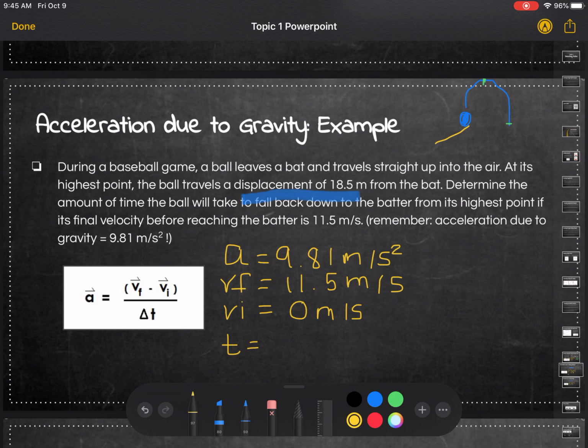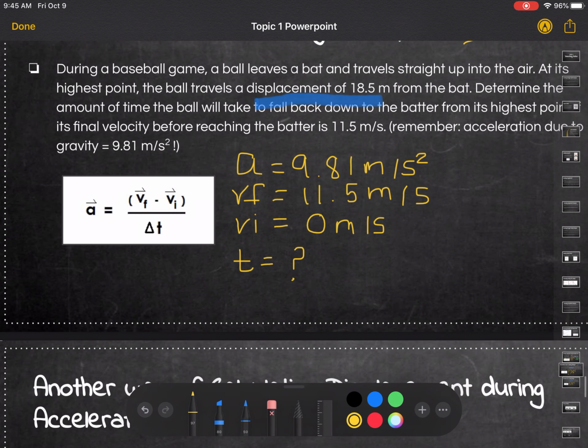Time is what we're dealing with. This is the one we're trying to look for, so that's what we need to calculate. I didn't leave myself much room. Of course, I'm not very good at planning this out. I'm going to just write these pieces of information on the side, and then I'll have enough room to do this question.